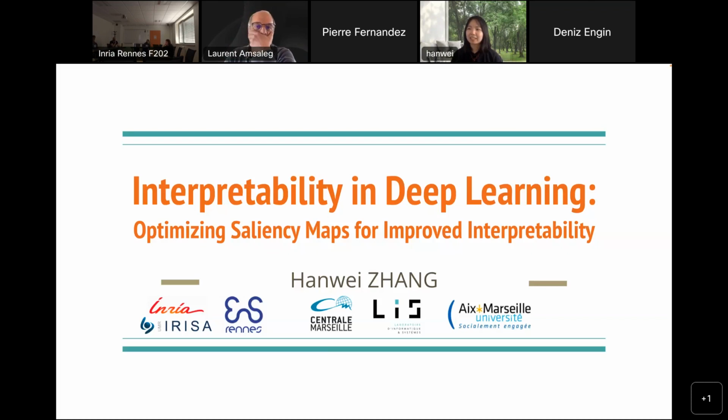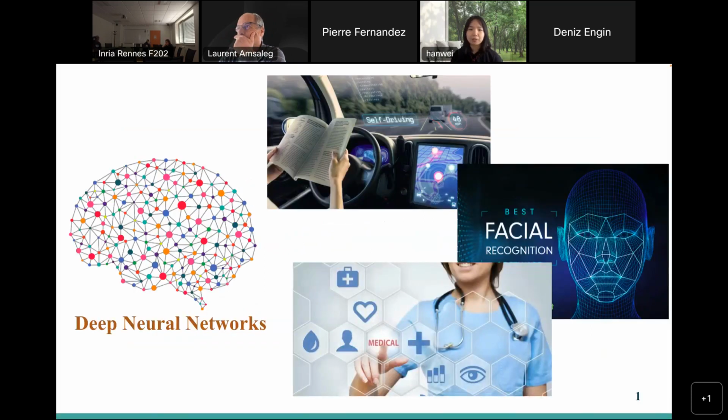Today I would like to introduce interpretability in deep learning, and especially my work optimizing saliency maps for improving interpretability. I would like to first give some background about the interpretability methods and then go into my work. As we all know, if we look at the state-of-the-art papers, deep neural networks achieve remarkable performance in tasks such as self-driving cars, facial recognition, and analyzing medical data.